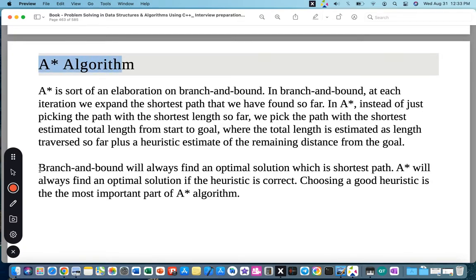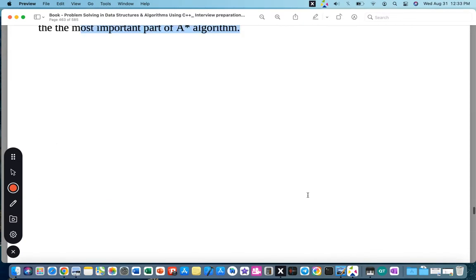Okay, branch and bound will always find an optimal solution, which is the shortest path. A-star will always find an optimal solution if the heuristic is correct. Choosing a good heuristic is the most important part of the A-star algorithm.